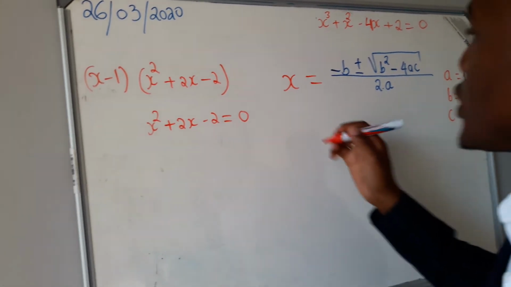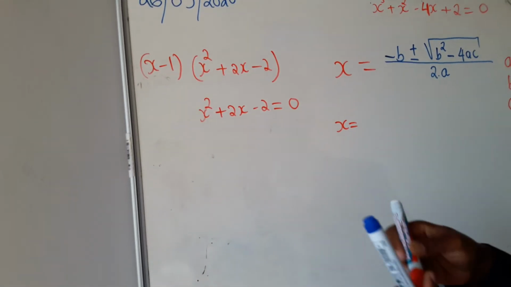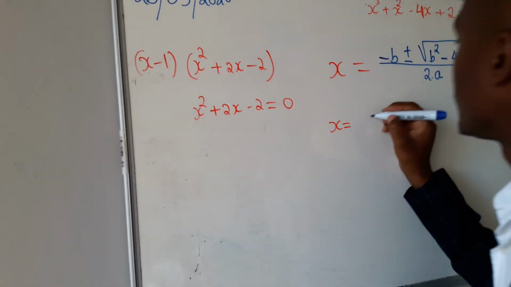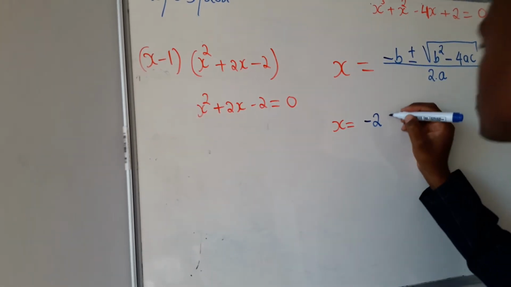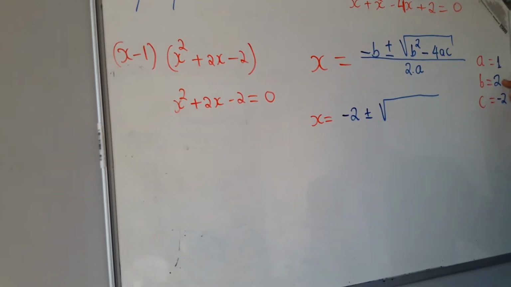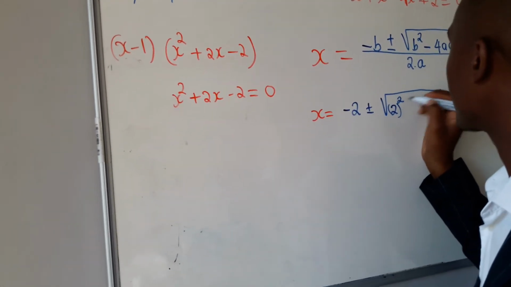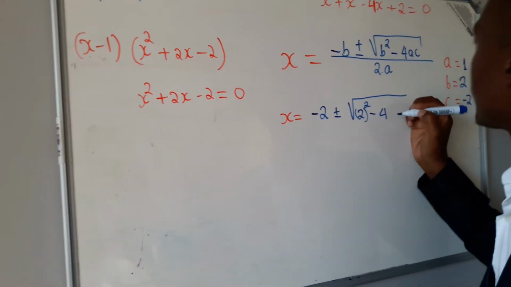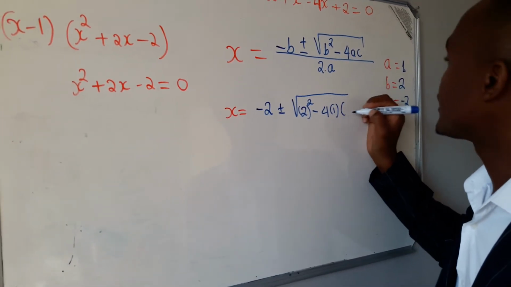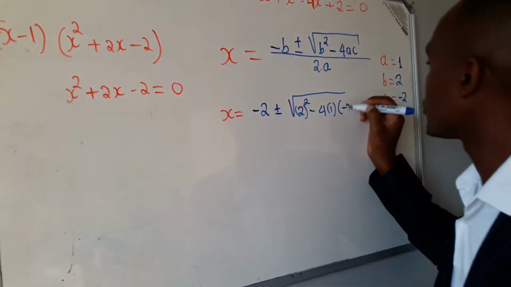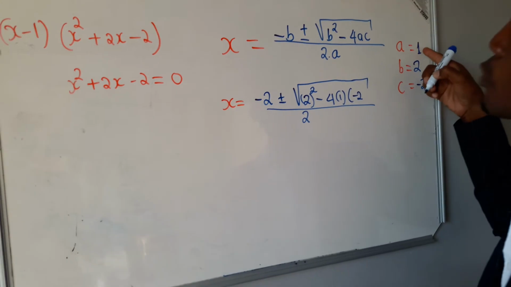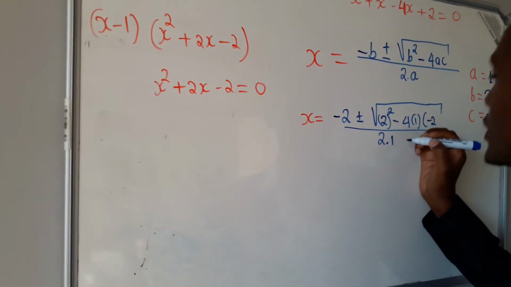So what we're going to do is just plug in the values. x equals -b. In this case, we have the value of b, which is 2, so we're going to just plug in -2, because the minus is already there, plus minus the square root of b squared, which is 2 squared, minus 4 times a, which is 1, and then times c, which is -2. So that's all under the square root, over 2 times 1, because a is 1. So we're doing substitution here.